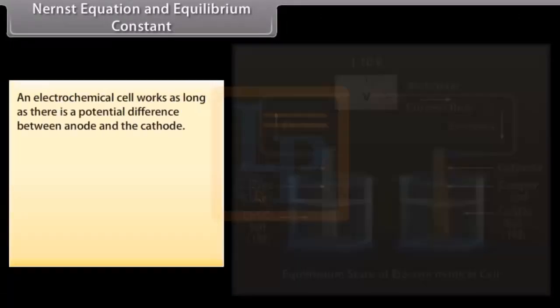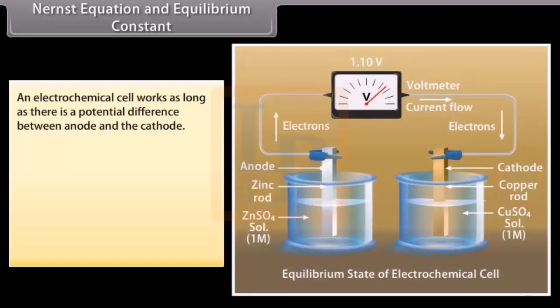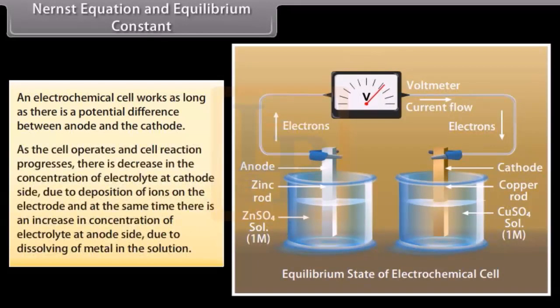Nernst equation and equilibrium constant. An electrochemical cell works as long as there is a potential difference between anode and cathode. As the cell operates and cell reaction progresses, there is a decrease in the concentration of electrolyte at the cathode side due to deposition of ions on the electrode, and at the same time there is an increase in concentration of electrolyte at the anode side due to dissolving of metal in the solution. Consequently, the electrode potential of the cathode decreases and that of the anode increases with the passage of time.